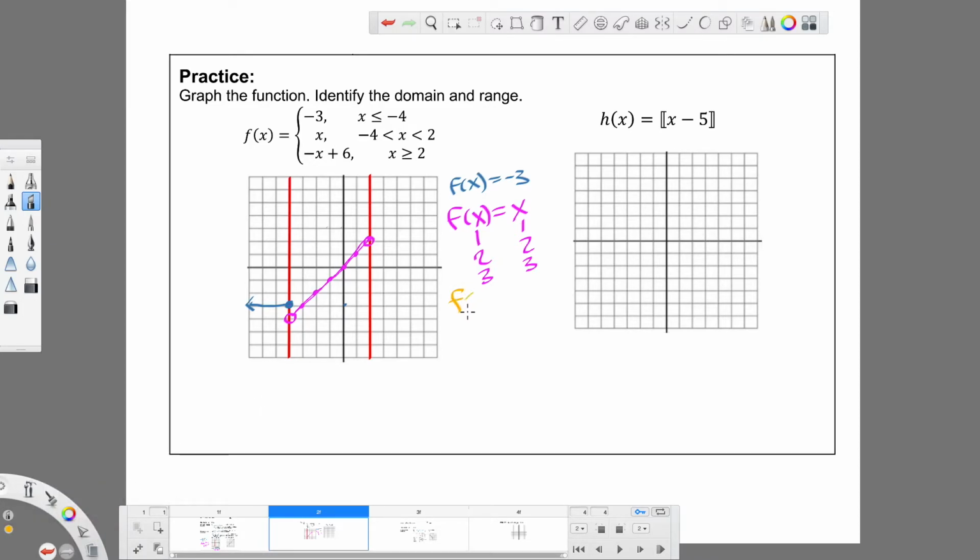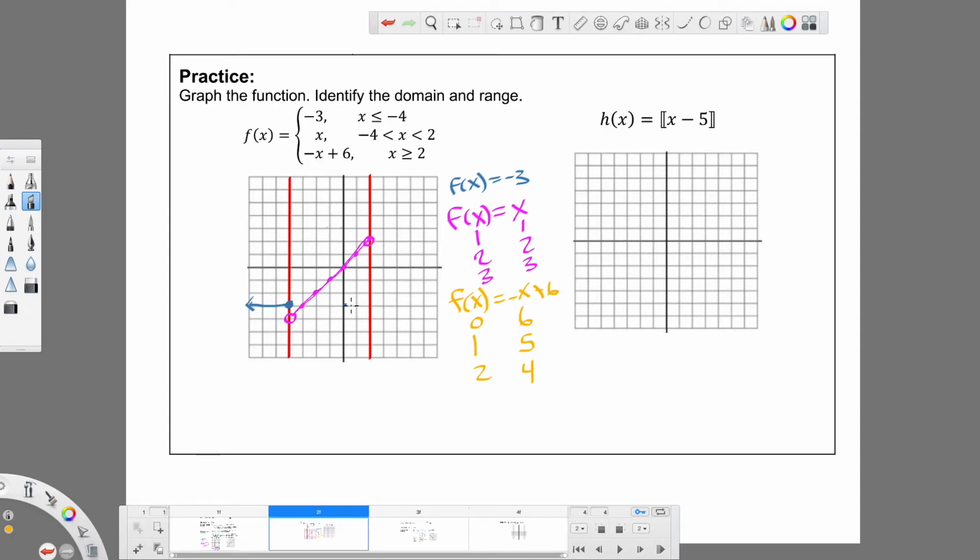F of x equals -x plus 6. So if I plug in, let's go with 0, I have 0 plus 6, so I get 6. Sorry, I don't want to say equals. I'm just writing my coordinates kind of funny. So if I plug in 1, -1 plus 6, I get 5. If I plug in 2, -2 plus 6, I get 4. So this is definitely enough. I really only need 2 points to graph the line.